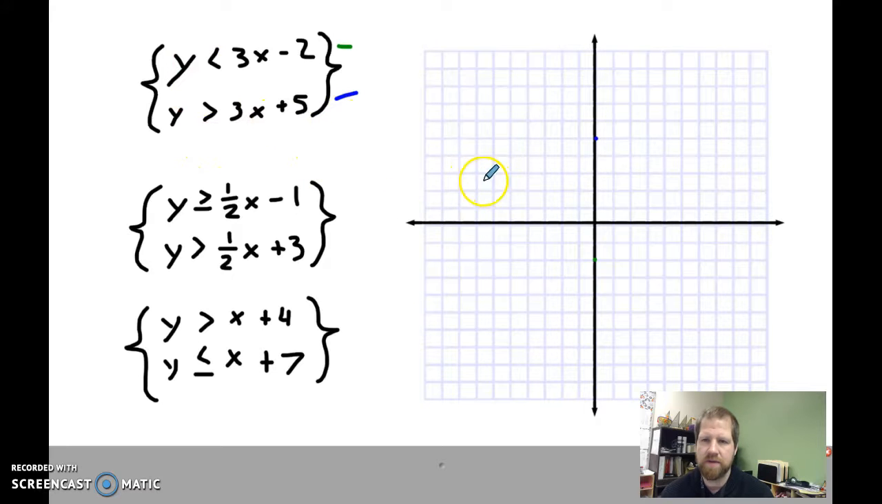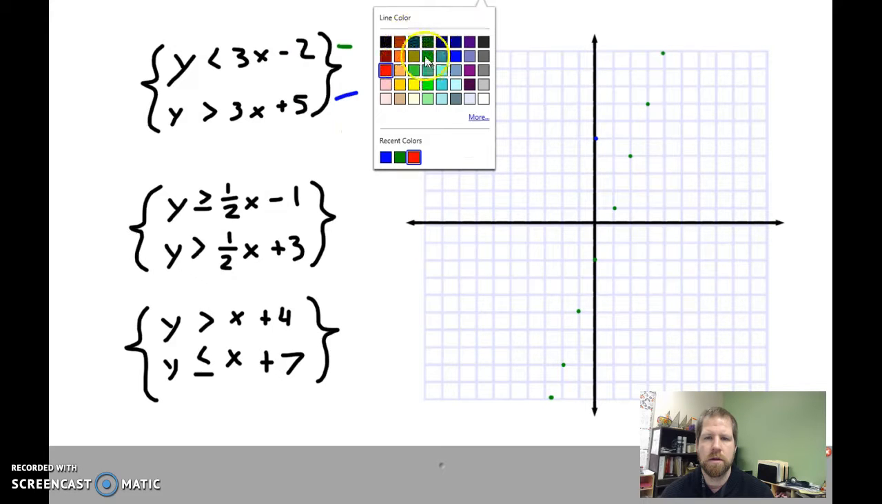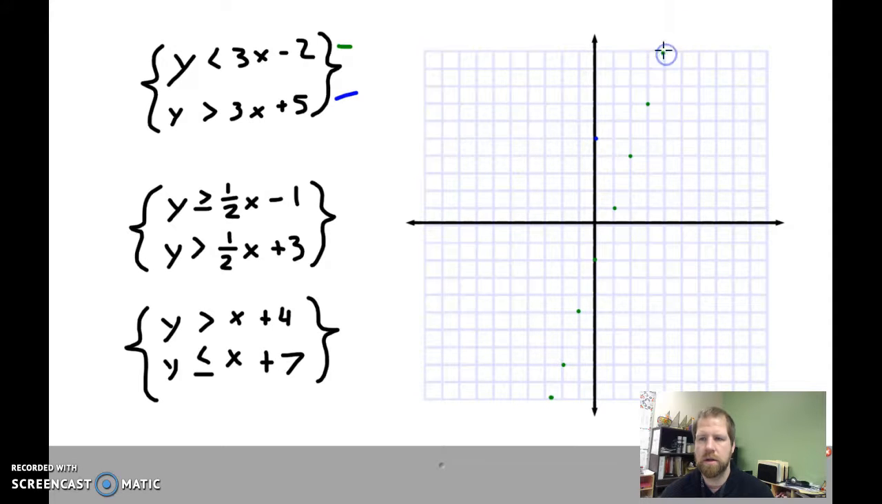But let's graph this first one. So 3x minus 2, 1, 2, 3, over 1, 1, 2, 3, 1, 1, and there, and coming down, something like that. And so I can make my line. Green.